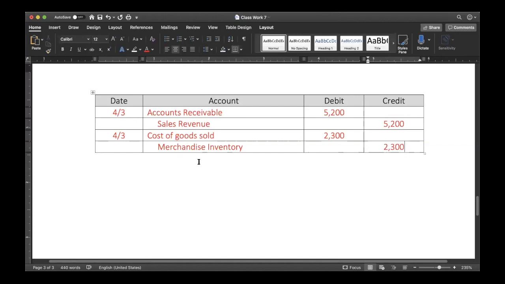This was on your last test. It's very lengthy to do. It takes up 4 lines. Instead, the special journal makes this really easy by giving us this entry already, the 2 account names, accounts receivable debit, sales revenue as a credit. And it gives us this entry as well, cost of goods sold as a debit and merchandise inventory as a credit. What we need to do is really just fill in the amount.